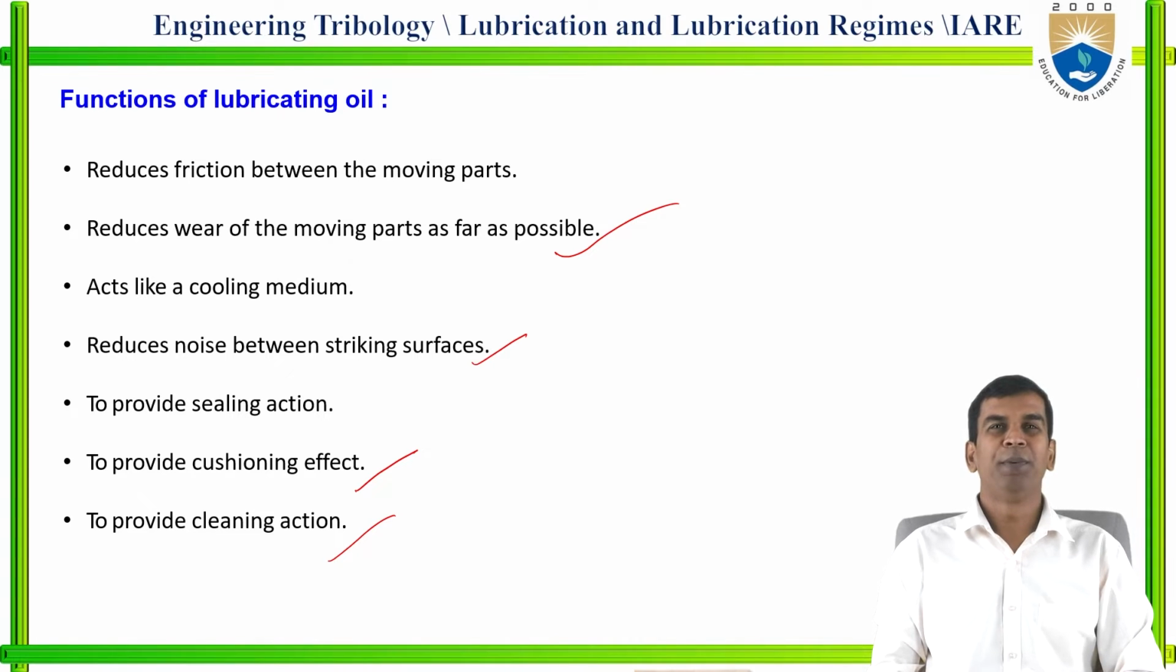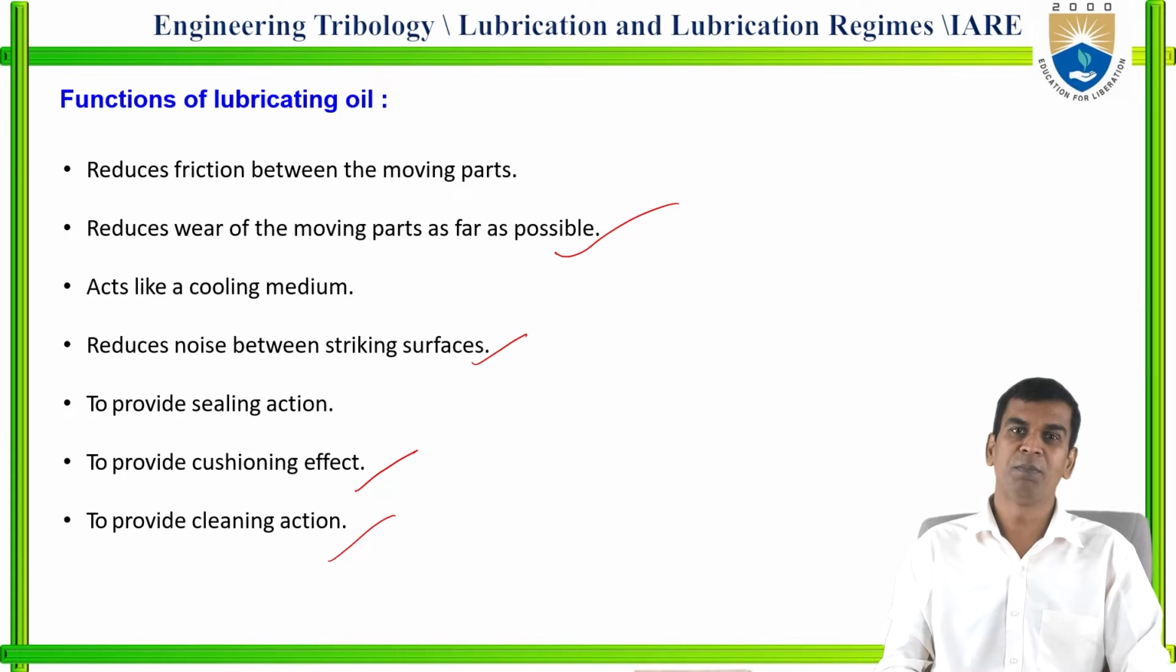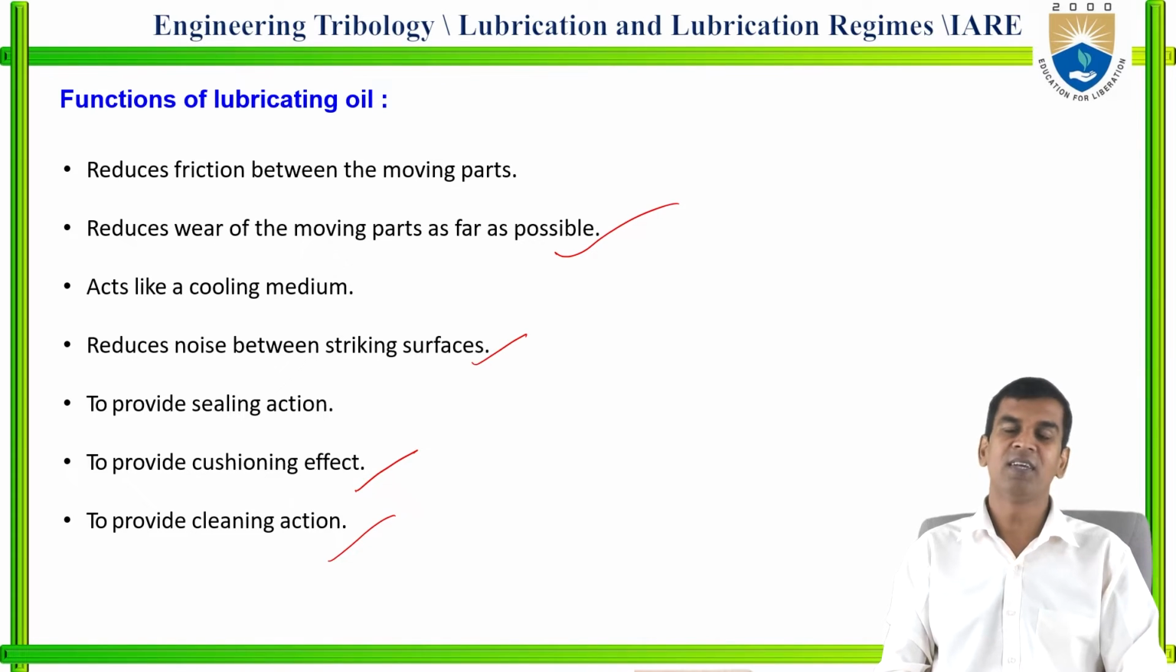In some cases, it also provides a cushioning effect, and in some cases, a cleaning action. These are the basic primary functions of the lubricating oil: reducing the friction between the parts, reducing the wear between the parts, and minimizing the noise between the contact surfaces. In some cases, it acts as a cooling medium, provides a cushioning effect, or provides cleaning action.